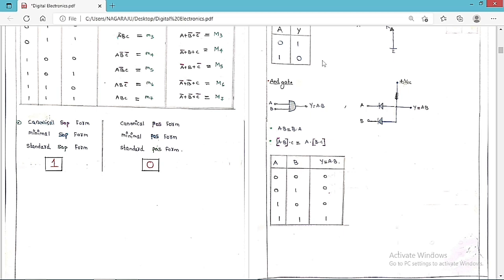Same procedure we have to use here also to analyze this circuit. So we are going to get the output expression as A into B. So this is the circuit that is going to be present in this symbol.